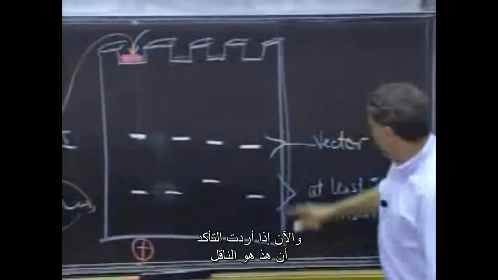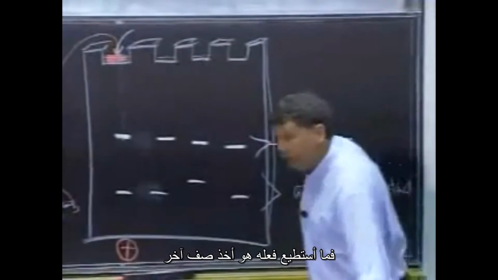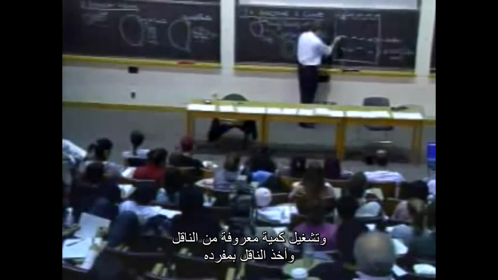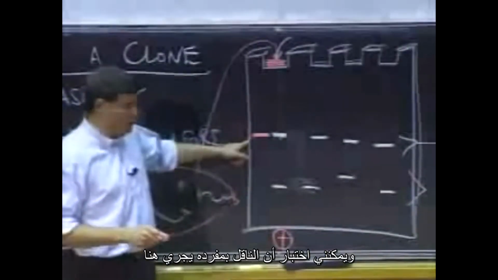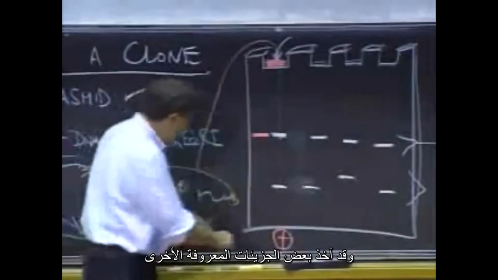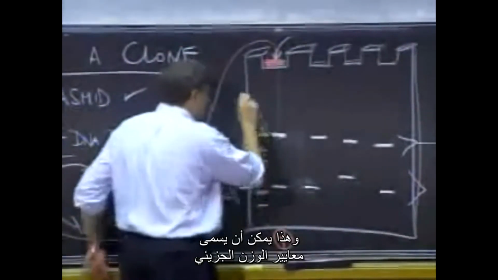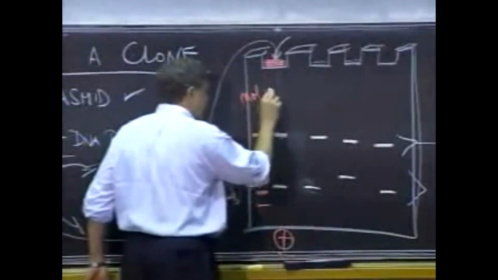Now, if I wanted to be sure that was the vector, maybe what I could do is take another lane and run a known amount of the vector. Take the vector alone, and I could check that the vector alone runs over here. And maybe I might take some other known molecules. These would be called molecular weight standards.